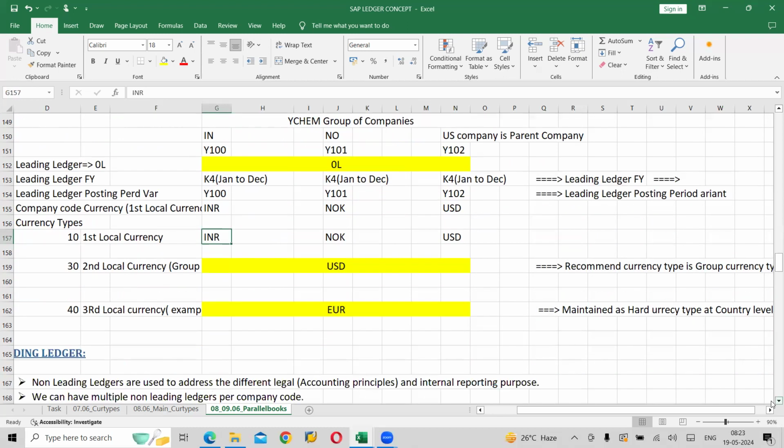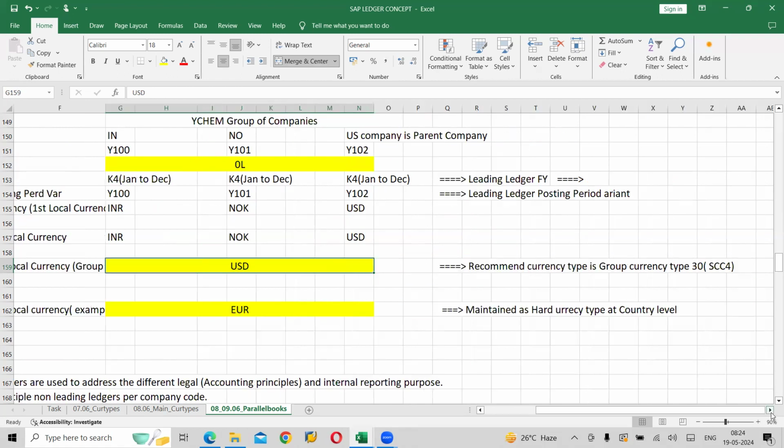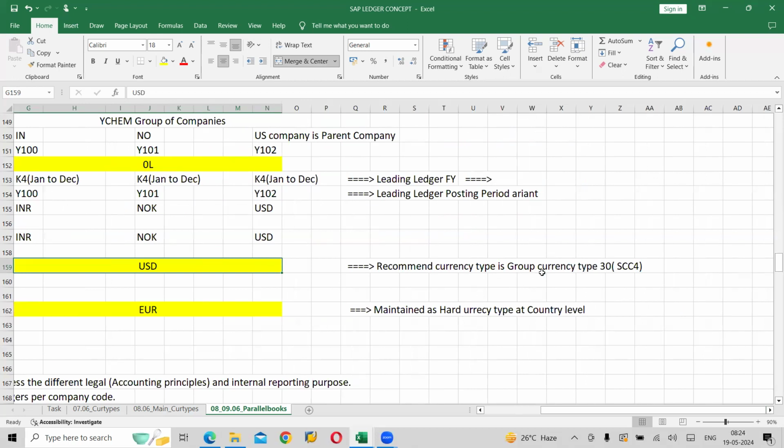Next one. Here you can see the third currency type, the second local currency type. What is the second local currency type? 30. So where is my parent company, where I want to generate a report? The parent company is US. If your parent company is in India, then it would be INR. In our example, we took group currency as INR. Here I'm taking my parent company as USD. I've clearly mentioned that the recommended currency type is group currency type in SEC4. You remember we configured it in SEC4.